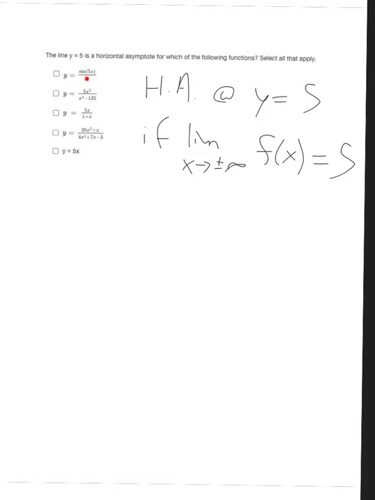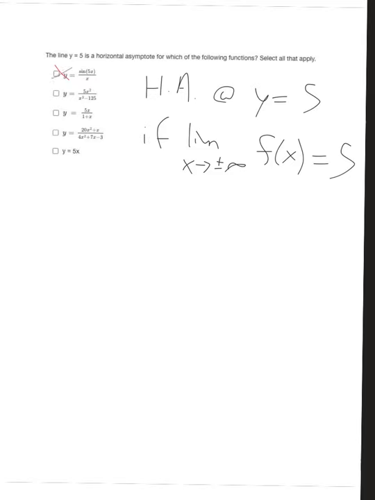My denominator, though, as I plug in really big numbers, it's just going to get really big. So I'm going to have a relatively small number, something between negative 1 and 1, divided by a huge number. Well, that's just going to get smaller and smaller. So this does have a horizontal asymptote, but at 0, not at 5. So, no.